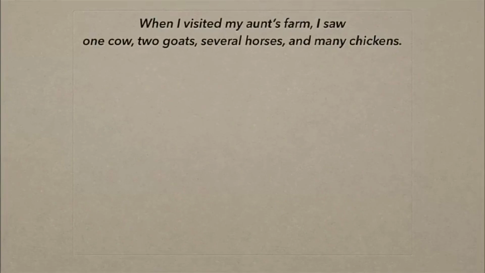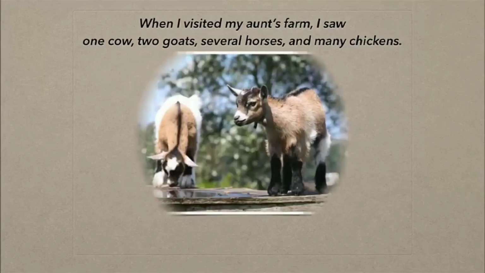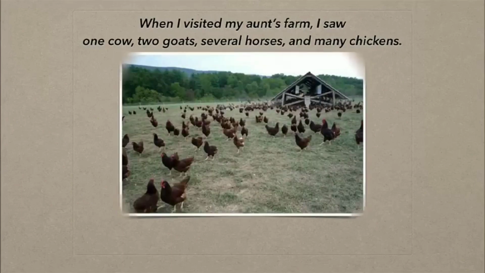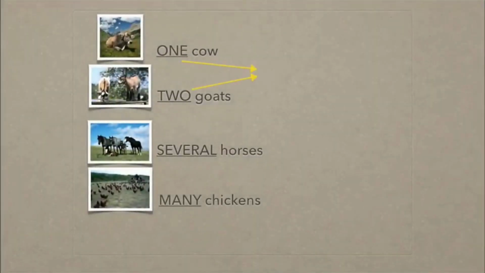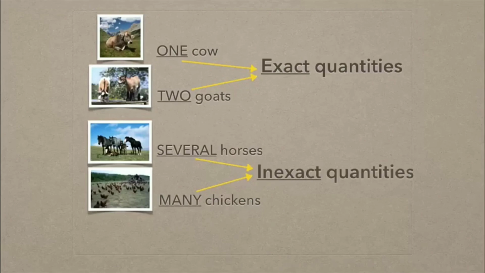Let's take a look at an example. When I visited my aunt's farm, I saw 1 cow, 2 goats, several horses, and many chickens. The words 1 and 2 give us exact quantities. However, the words several and many give us some idea of the quantities, but they're inexact. These are examples of what we call quantifiers.